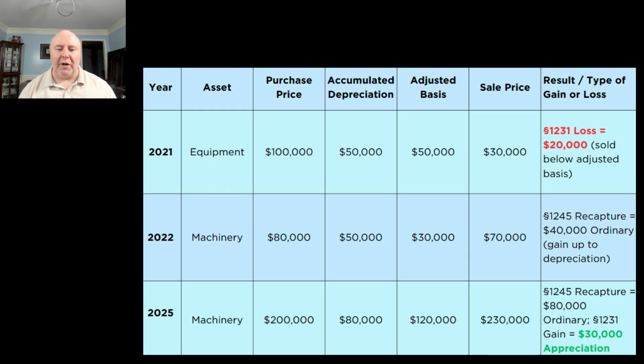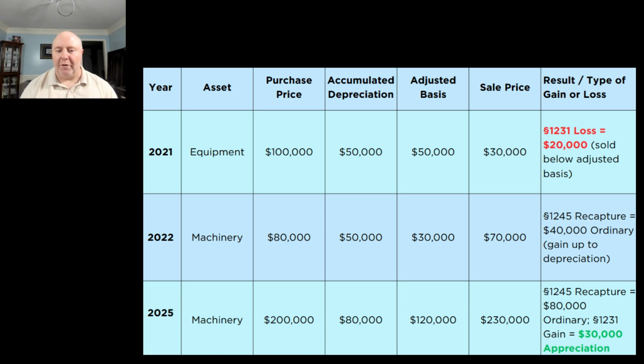Now we're at 2025. We have machinery, which is our asset. So we're getting rid of a business asset again, assuming it's been held for over a year. It's depreciable property, and it's being used in our trade or business. So let's look at this. Purchase price is $200,000. Big piece of machinery. Accumulated depreciation, we've depreciated it by $80,000, which gives us our adjusted basis of $120,000, and now we have a sale price of $230,000.